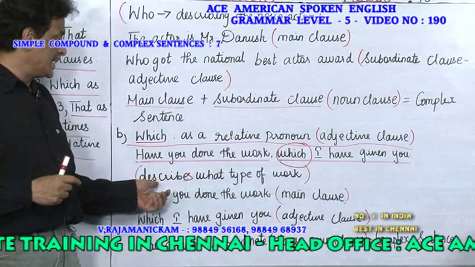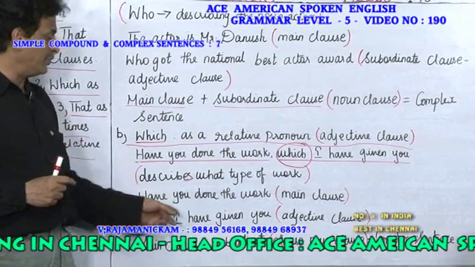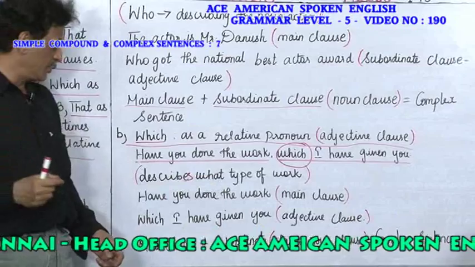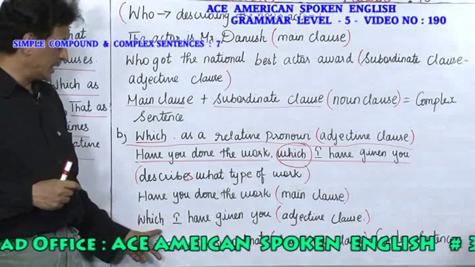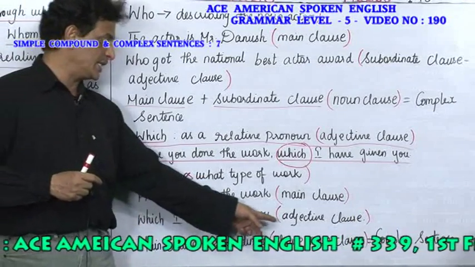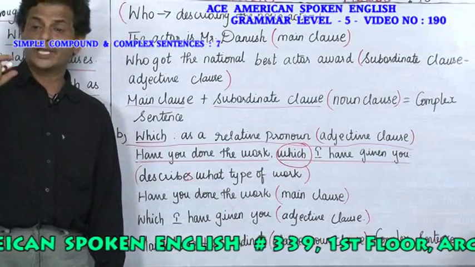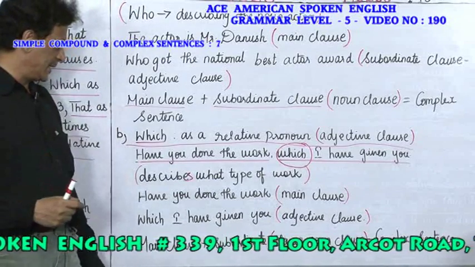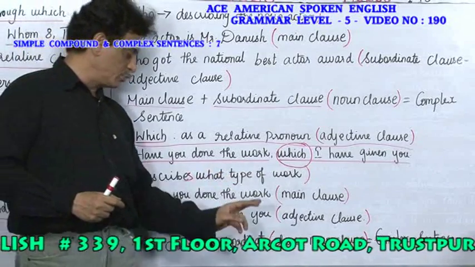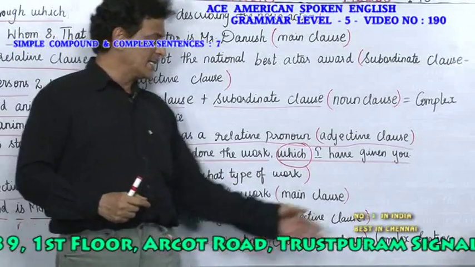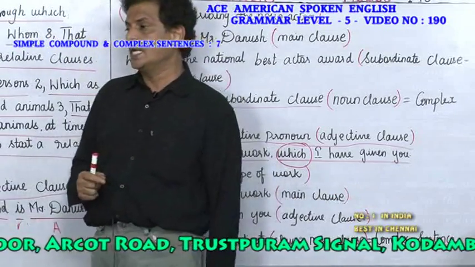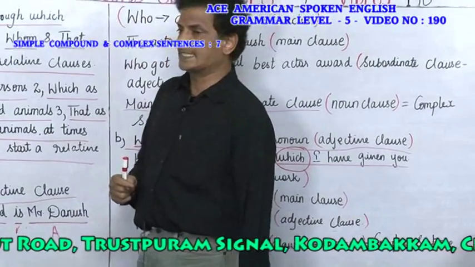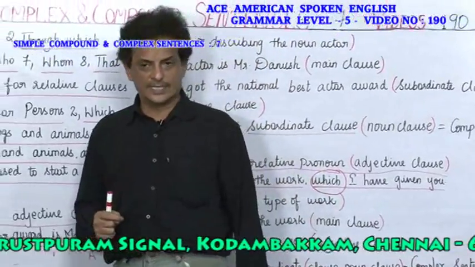ஸோ இங்கே பார்த்தீங்கன்னா describes what type of work. Have you done the work, வேலையை செய்து முடித்திருக்கிறாயா? அப்போ இந்த ஒர்க்கை டிஸ்கிரைப் பண்ணும்போது which I have given you, இது அட்ஜெக்டிவ் கிளாஸ், இது பெயரடை வாக்கியமாக வருகிறது. ஸோ ஒரு மெயின் கிளாஸ், மூல வாக்கியம், ஒரு சபார்டினேட் கிளாஸ். இது என்னவாக மாறிவிடுகிறது? One complex sentence ஆக மாறிவிடுகிறது. Hope you are able to understand.